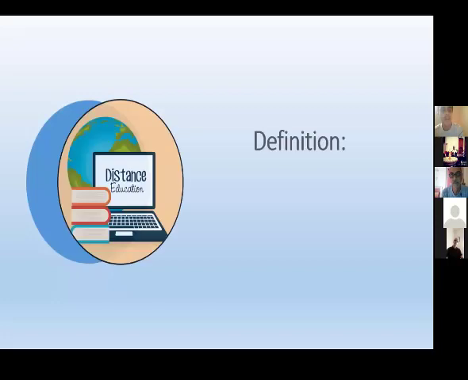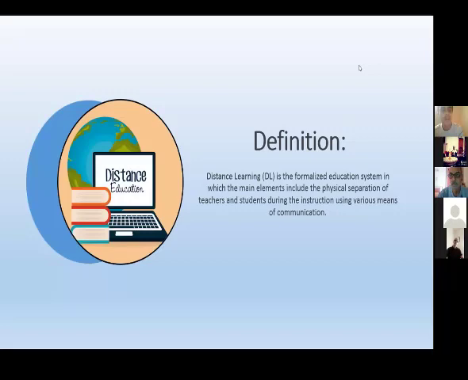So what is distance education or distance learning? Distance learning is the formalized education system in which the main elements include the physical separation of teachers during the instruction, using various means of communication in order to facilitate the teacher-student and student-student interactions.